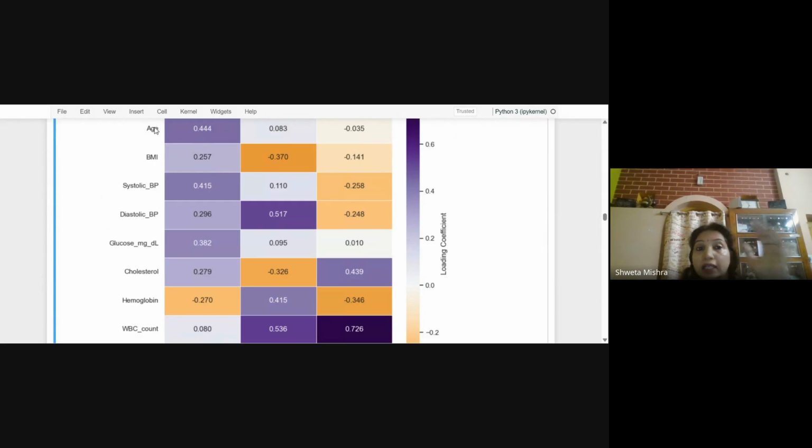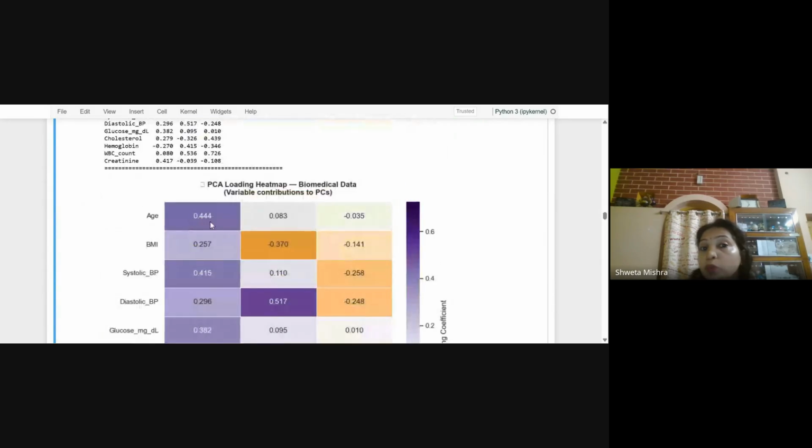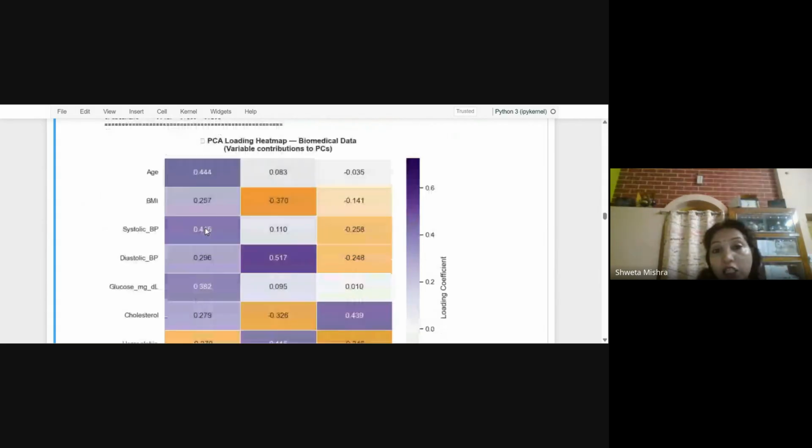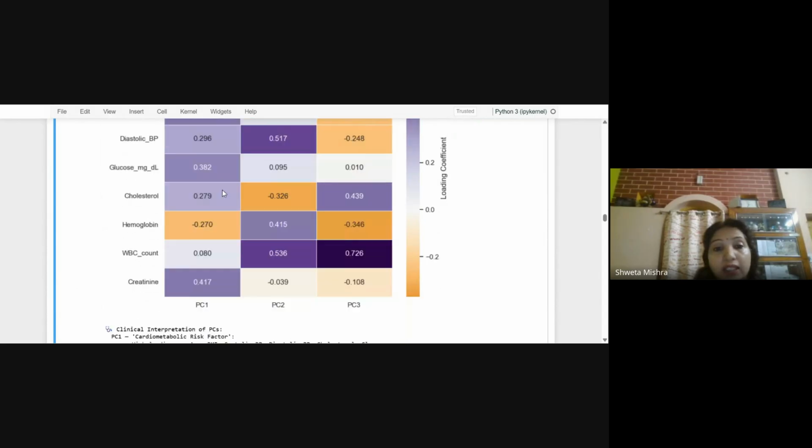Now see, age in the first principal component has 0.444. Here you can see how much they are involved or related to the specific principal component. BMI, body mass index, in the principal component is 0.257, while systolic BP is 0.415, which is the highest one.